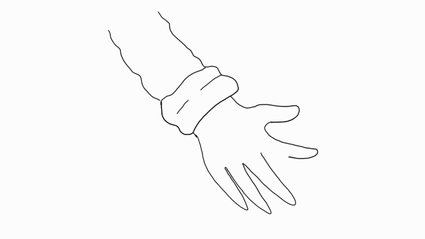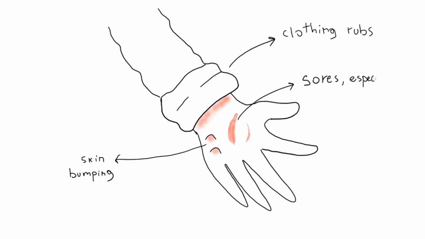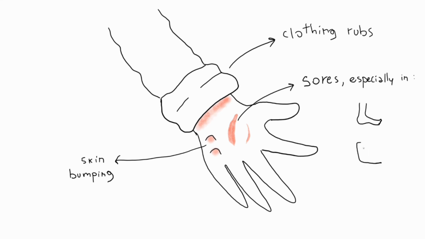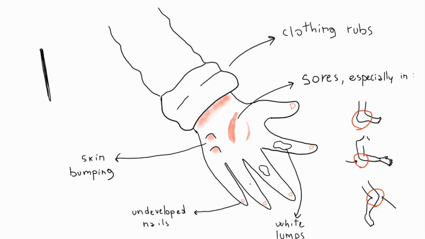Epidermolysis bullosa can manifest itself with different symptoms depending on the type. Reactions are commonly triggered by clothing rubs or skin bumping. In general, this condition causes the skin to be fragile and itchy, easily subjected to blisters or sores located especially on the hands, feet, elbows, and knees. Other signs of epidermolysis bullosa include dry skin lumps, thick or undeveloped nails, and hair loss.